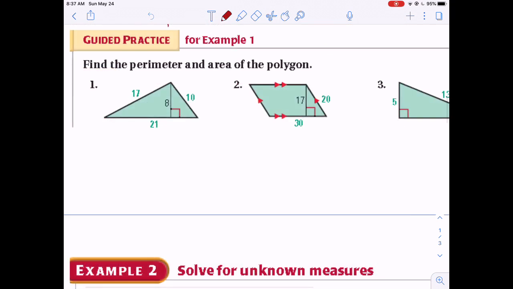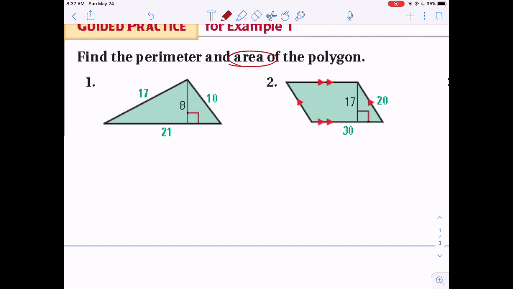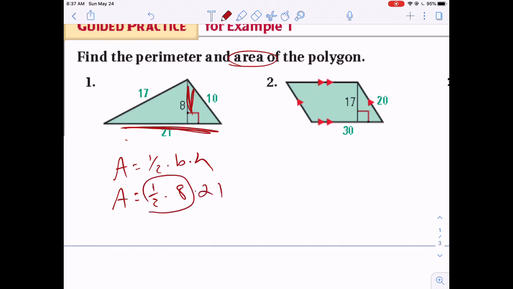Okay. Here, again, they want us to find perimeter, but we're just going to find the area of the triangles. Again, our base is this, our height is this, and it's 1/2 of that. So the area of a triangle is 1/2 base times height. So A equals 1/2. Height is 8. The base is 21. And what I like to do is, when I see a half, I take a half of that 8. That's going to give me a 4. So A equals 4 times 21, or 84.